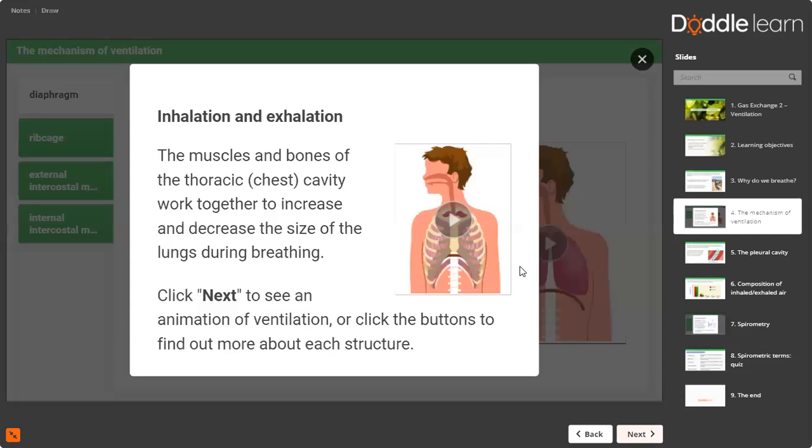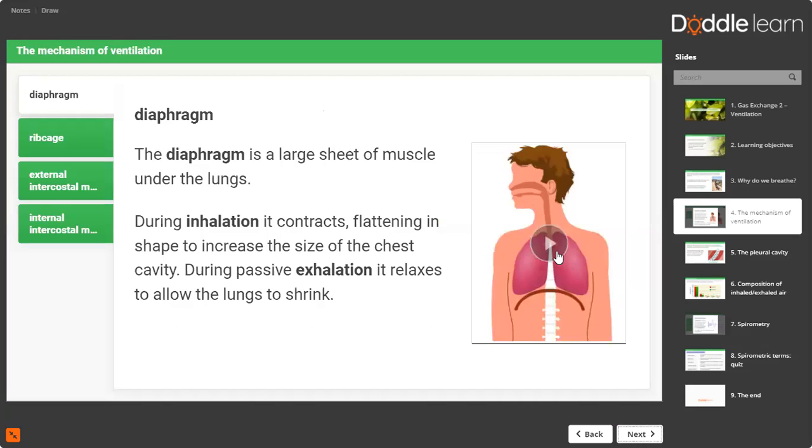So what is ventilation? Ventilation is basically the process of inhalation and exhalation. And this is where younger children get confused with respiration being breathing. Ventilation is inhalation, exhalation, breathing, and respiration is obviously to do with the production of ATP. So muscles and bones of the thoracic chest cavity work together to increase and decrease the size of the lungs during breathing. Nothing too complicated here, probably nothing that you haven't heard before.